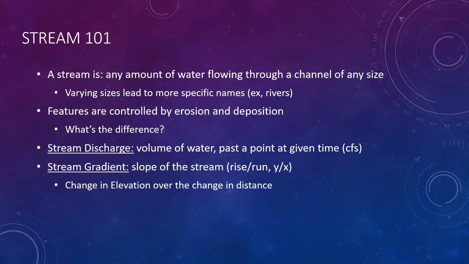Now, to understand the flow of the stream, scientists use data such as discharge, or the volume of water that flows past a given point in time, often measured in cubic feet per second, or CFS. Scientists also use the gradient to gain a better grasp on how much water is moving and how fast. We can find gradient by taking the change in elevation and dividing by the change in distance, giving us the slope of the stream, feet per mile, rise over run, y over x.